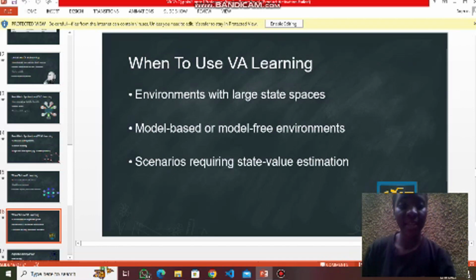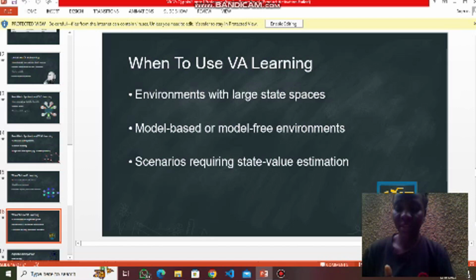Then where to use V-learning: in environments with large state spaces. When you talk about large state spaces, look at instances whereby the number of states is too large. For Q-learning it was small, but this time around we look at states that are large, so we apply V-learning. We can also use V-learning in model-free environments. Then for scenarios which require state value estimation, we can go ahead and use V-learning.